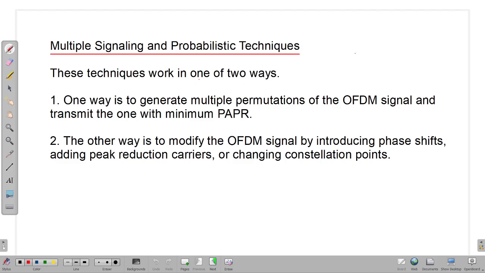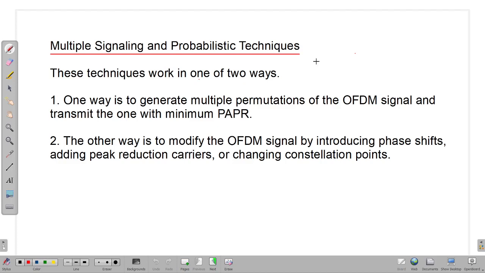In the last class, we studied PAPR reduction techniques, which reduce PAPR along with signal distortion. Today, we'll study the other class of PAPR reduction techniques, which preserves the information and doesn't cause distortion for the original signal.